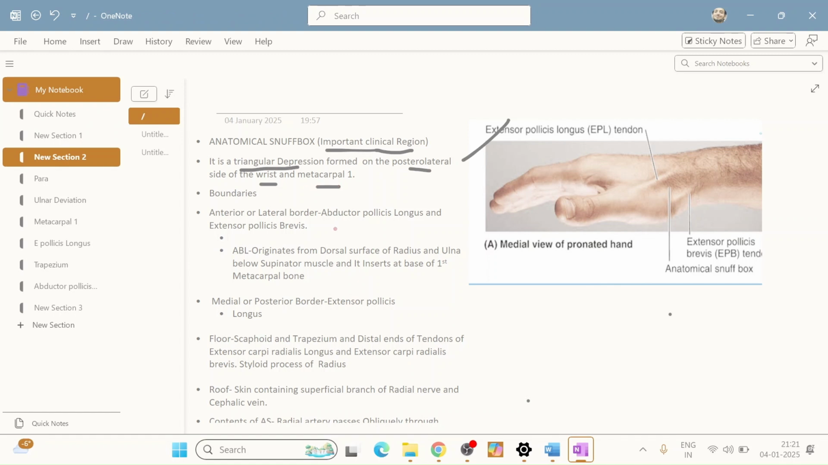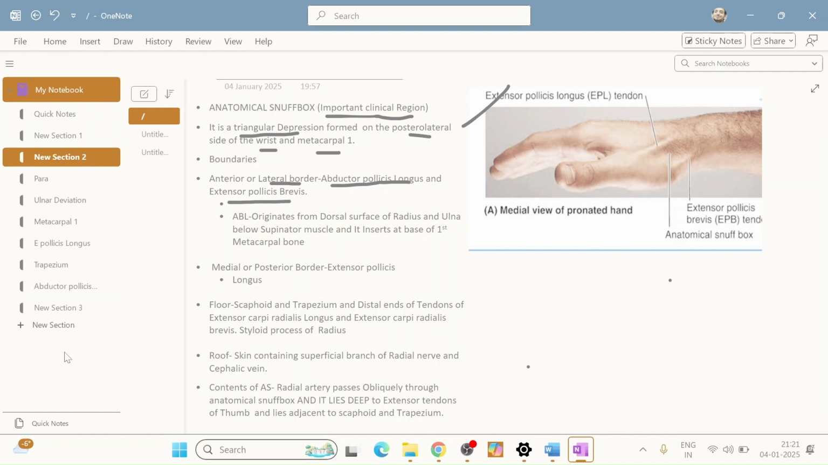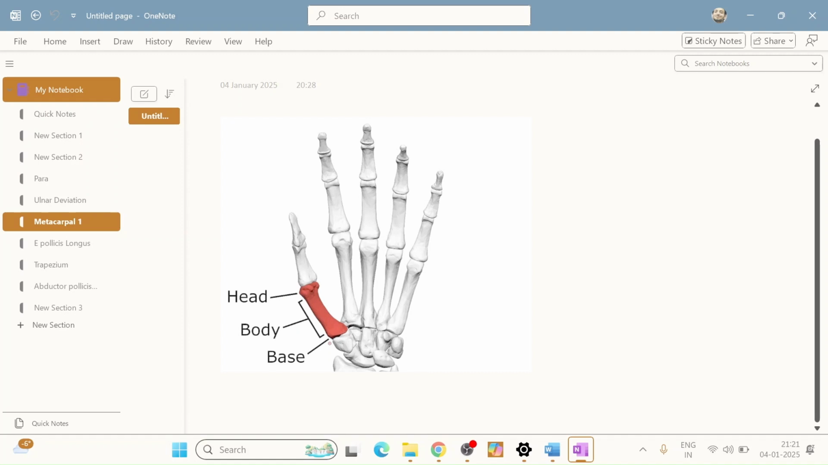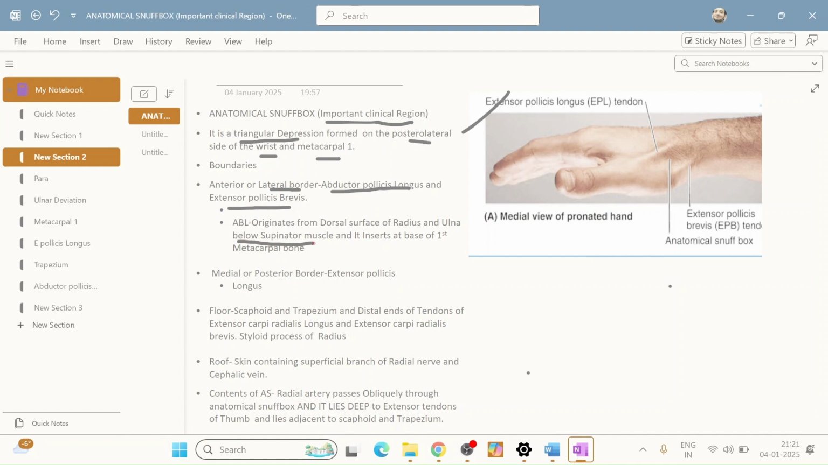Boundaries of the anatomical snuff box. The anterior or lateral border is formed by the abductor pollicis longus and extensor pollicis brevis. Here is a diagram of the abductor pollicis longus. It has origin on the posterior surface of the ulna and radius, and it inserts onto the base of metacarpal one. That's our metacarpal one, and that's the base of metacarpal one. The abductor pollicis longus is present below the supinator muscle, so that's the point to remember.